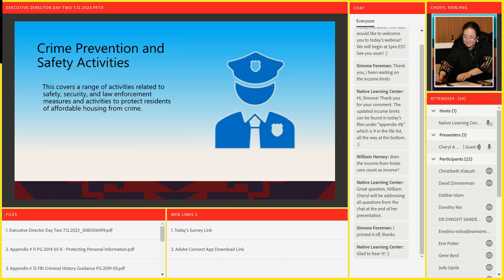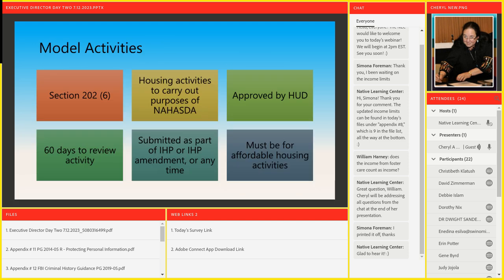Call your HUD office. They will help you find and give you those answers. So crime prevention and safety activities cover a range of activities related to safety, security, and law enforcement measures to protect the residents of affordable housing from crime. Then there are model activities. They're found under 202.6. Housing activities to carry out the purposes of NAHASDA have to be approved by HUD. They have 60 days to review your activity.